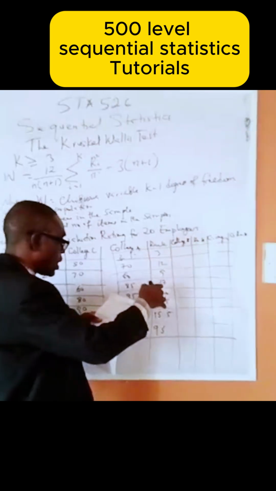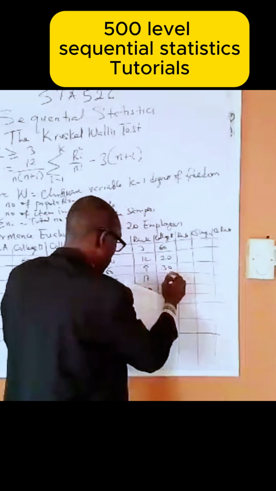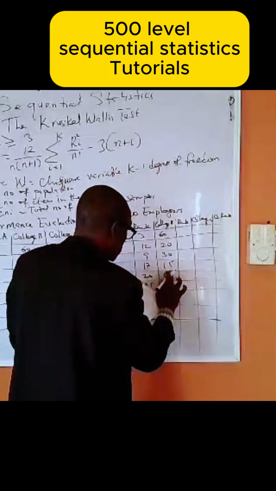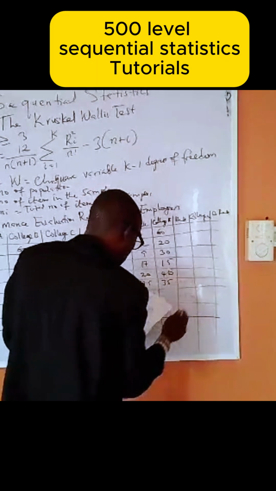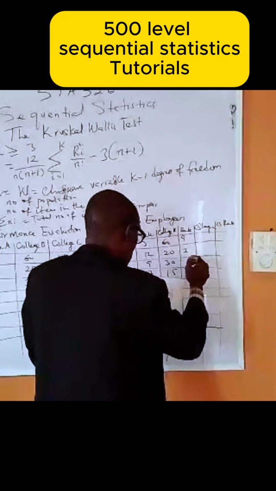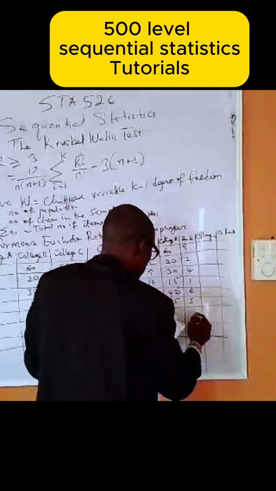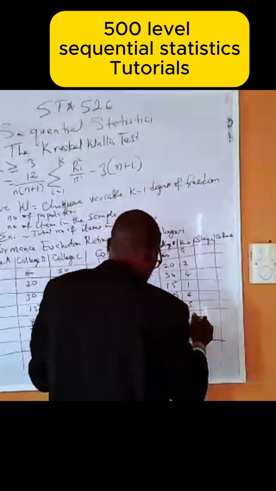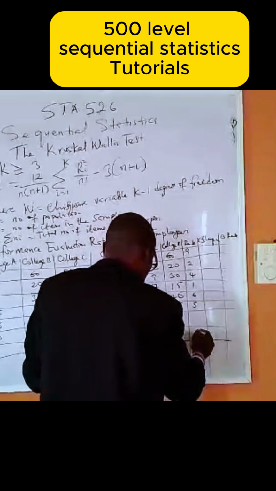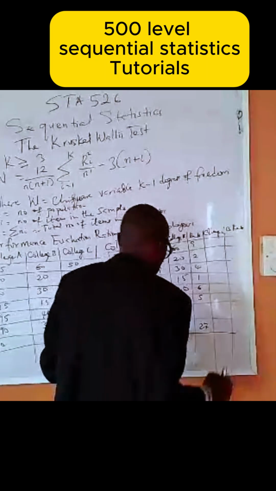Then for college B, we have 60, 20, 30, 15, 45, 40, 35. Then for the ranking, we have 9 for 60, 2, 4, then 1 for 15, 5, and so on. This one is empty, we have 27. Meaning that the data is not complete yet. We have only 1, 2, 3, 4, 5, 6, so there is no 7.